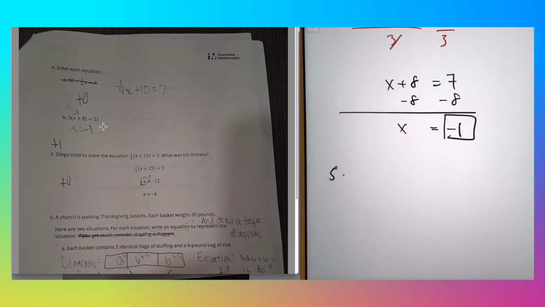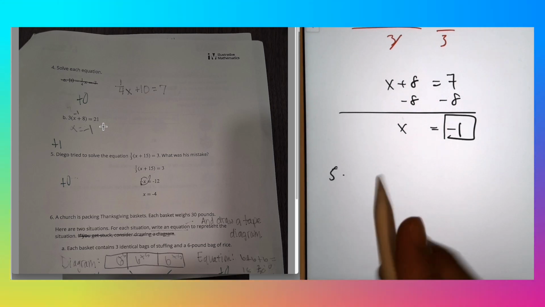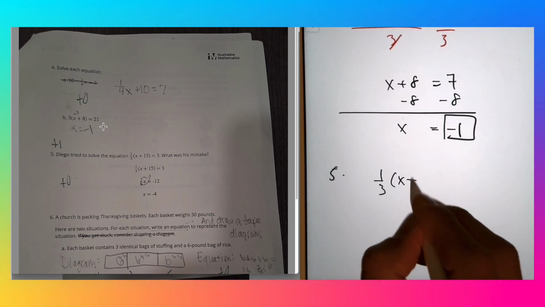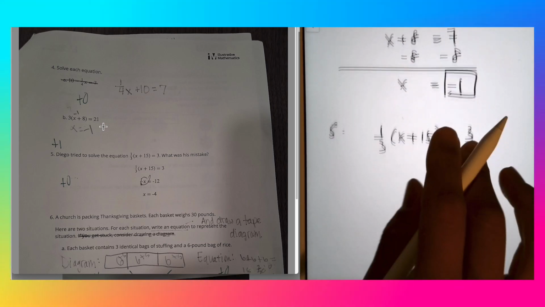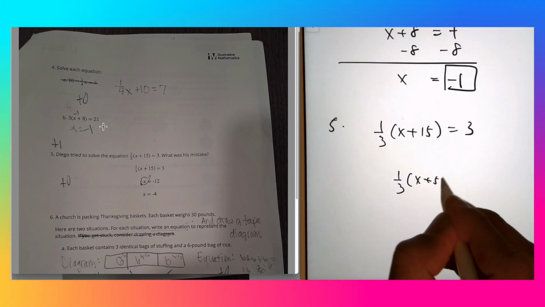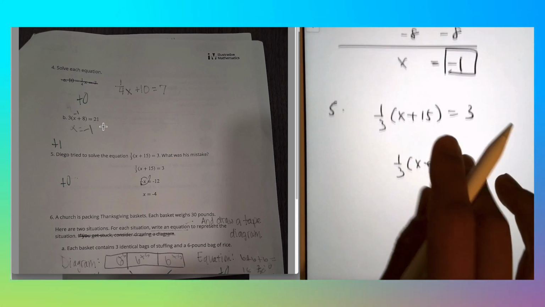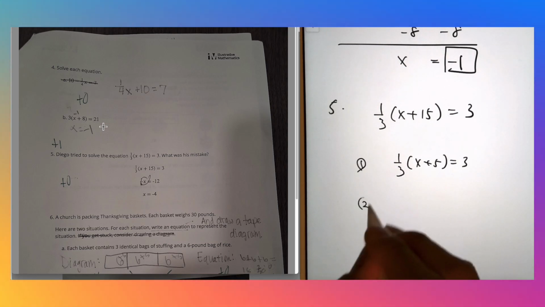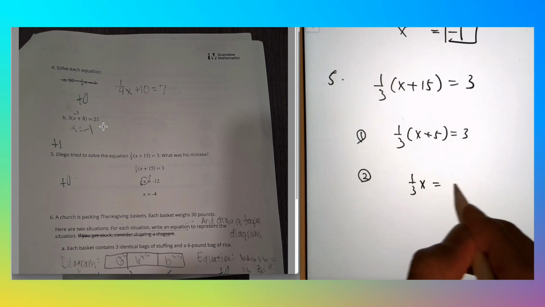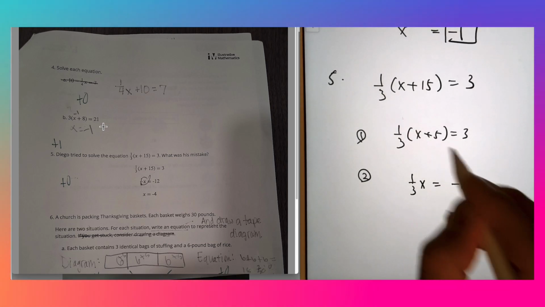Number 5, Diego tried to solve the equation, and what was his mistake? Okay, if you look at the very first step to the second step, there's no change. Okay, if this is the first step, now the second step, we have 1 over 3 x equals negative 12.